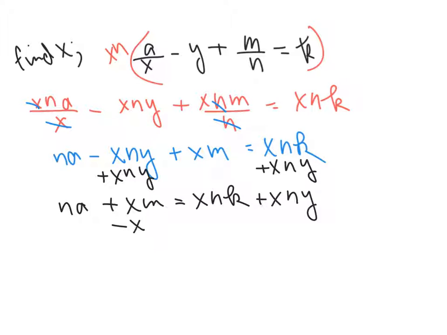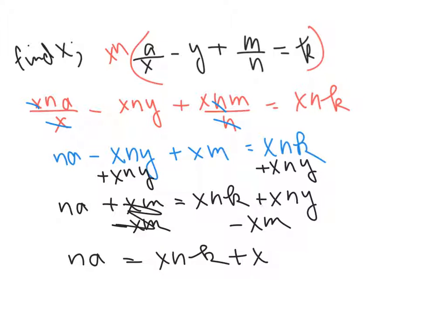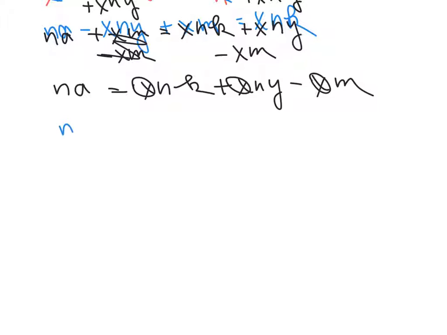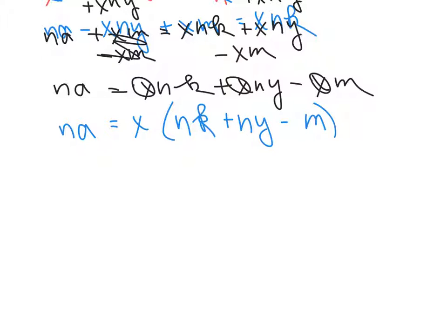Now I'm going to subtract xm to get the xm over there. So I have na now, and those go away, equals xnk plus xny minus xm. Okay, that all looks nice. Now I've got an x there, and an x there, and an x there. Alright, because that's the case, let's pull out an x, and I'm left with an nk there, I'm left with an ny there, and I'm left with an m there.